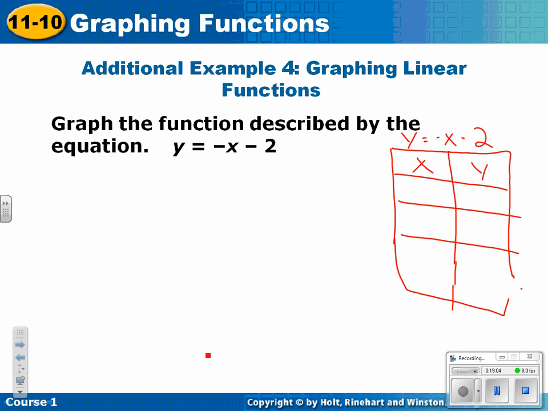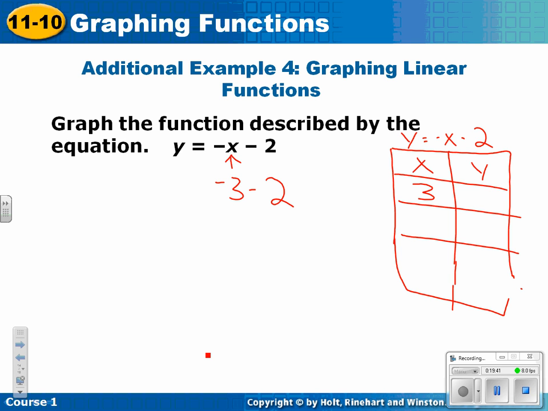Pick a number for x. Just give me a number. 3. Okay. When x is 3, what is y? Well, let's plug this in. Let's take this 3 and plug it in right here. So now my new thing will be negative 3 minus 2. And remember our rules we got right here. We're subtracting a positive number. So what is y?